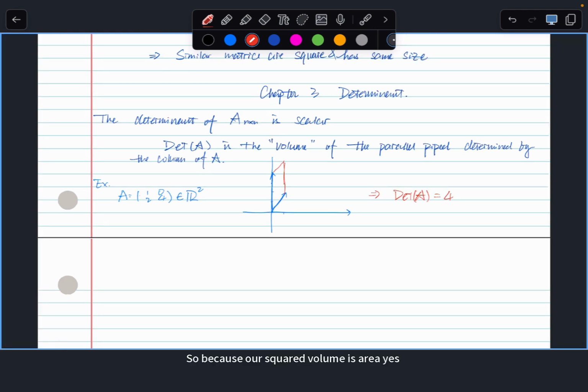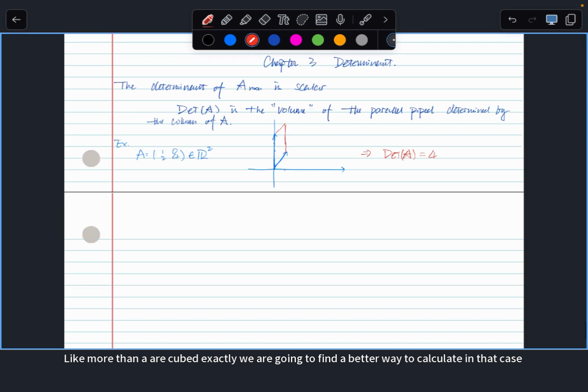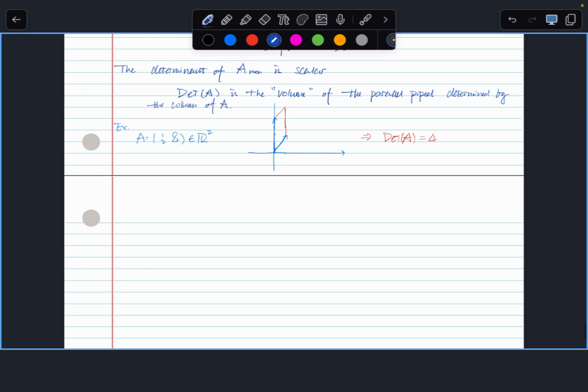So because in R squared volume is area. Yes. Doesn't this get really nasty when you're in like more than R cubed? Exactly. We're going to find a better way to calculate in that case. Okay.